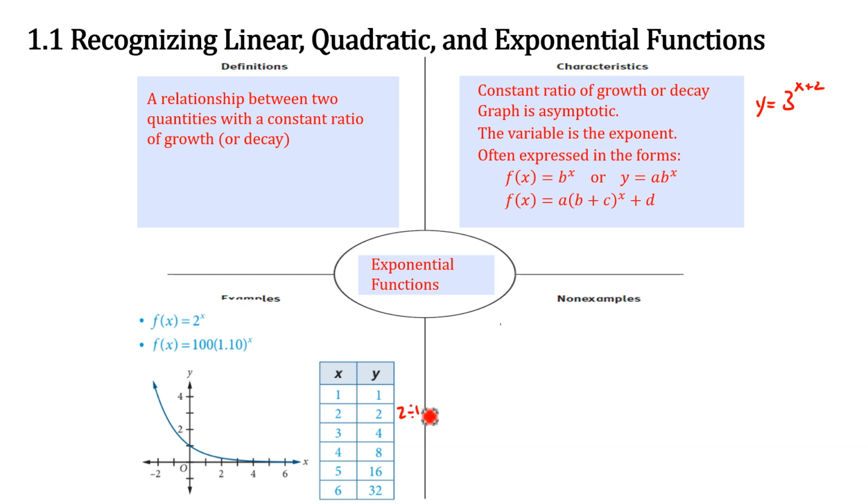2 divided by 1 equals 2. 4 divided by 2 equals 2. 8 divided by 4 equals 2. Guess what 16 divided by 8 is? Very good. If the ratio is constant, you can just see we're multiplying by 2. From here to here, we multiply by 2. We multiply by 2. We multiply by 2. We multiply by 2. That's an exponential function.